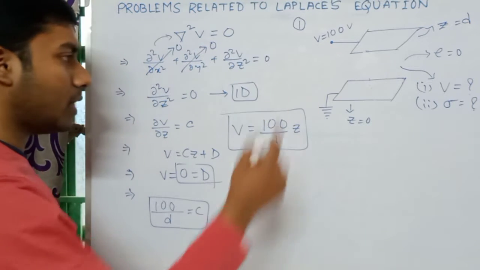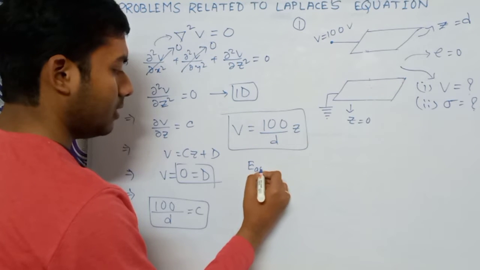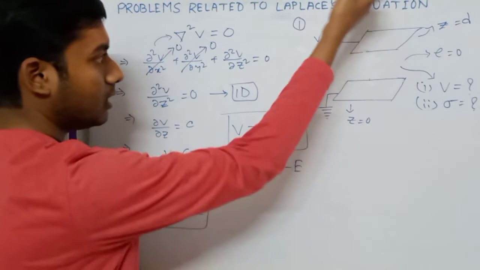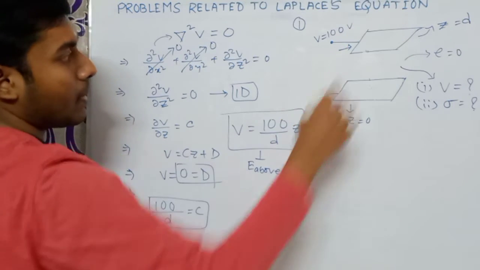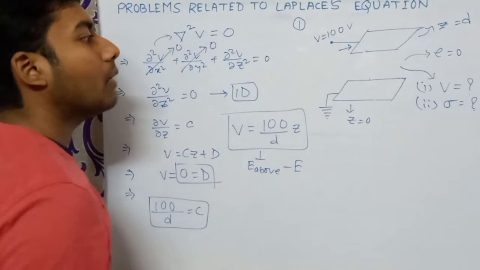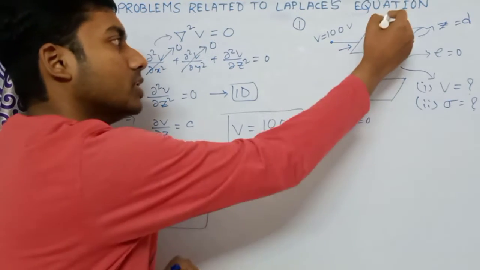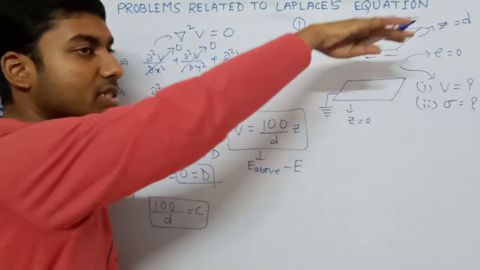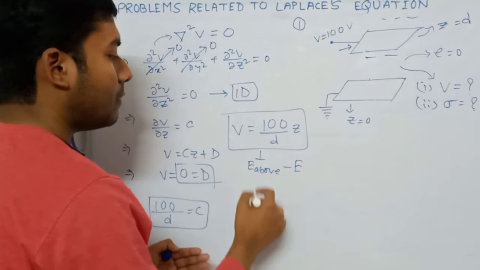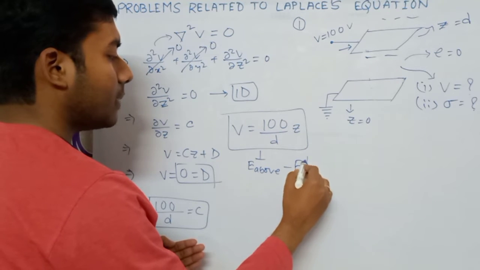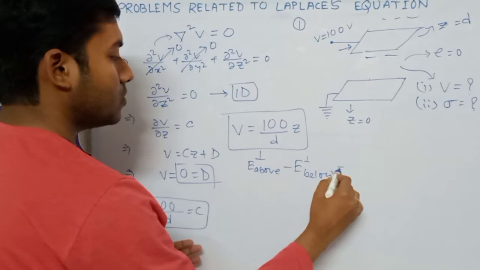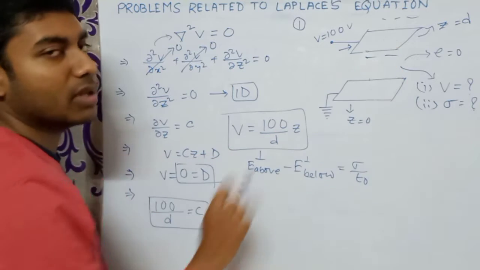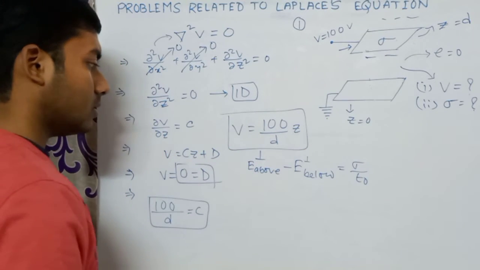Now the boundary condition says that E perpendicular above, the perpendicular component of the electric field above the surface. Suppose I am considering the case of our upper plane. So this is the above region, this is the below region of this plane, this boundary. Now E perpendicular above minus E perpendicular below is equal to sigma over epsilon naught. Sigma is the surface charge density of this plane.